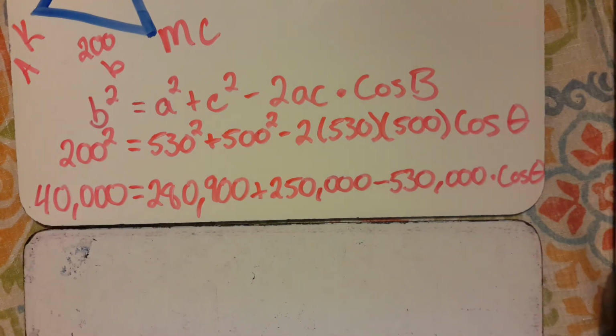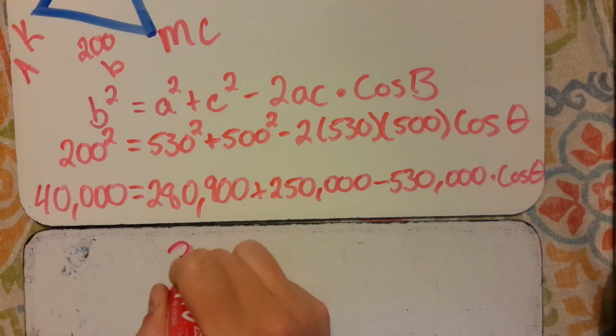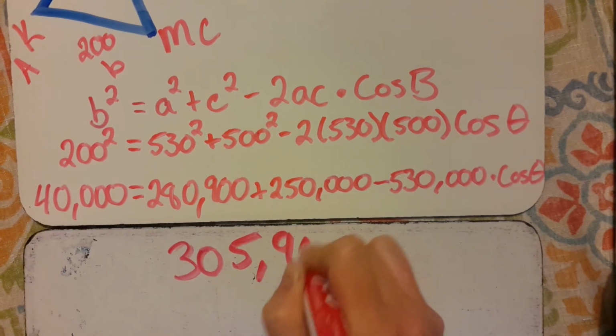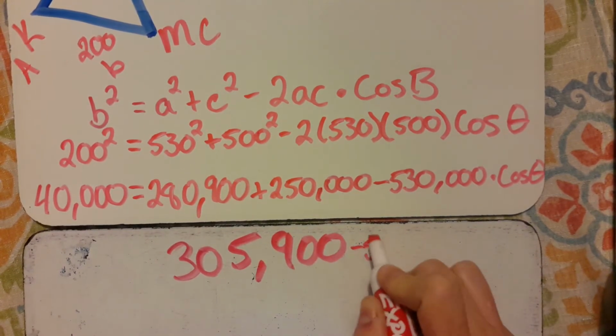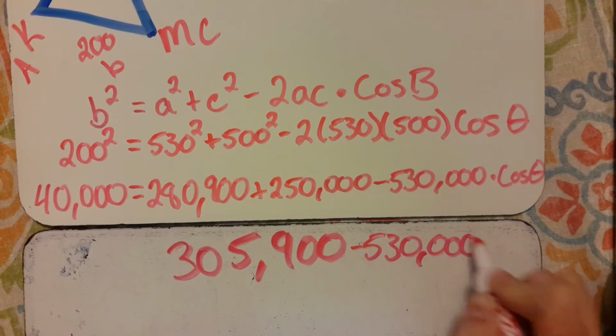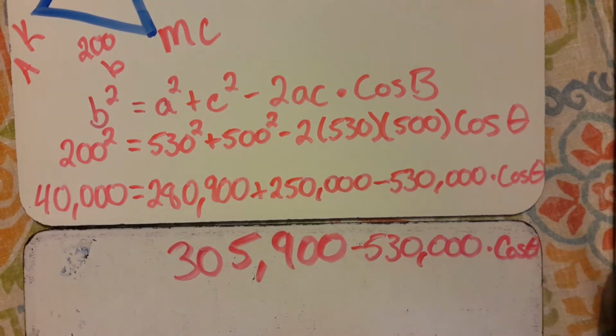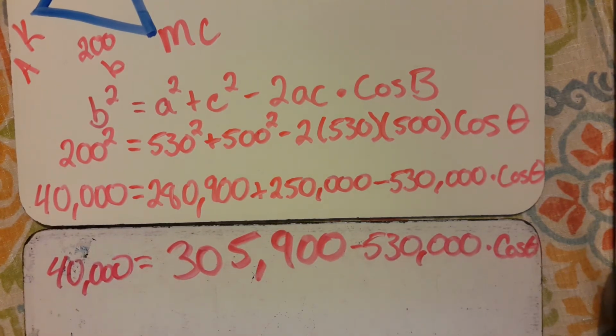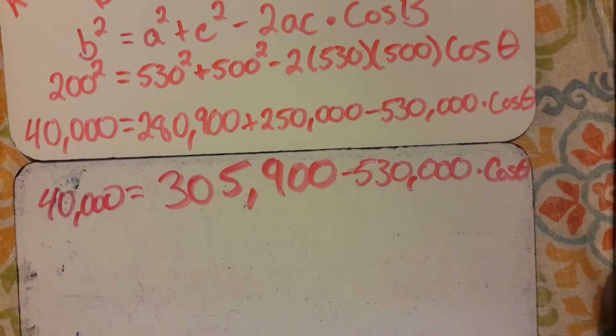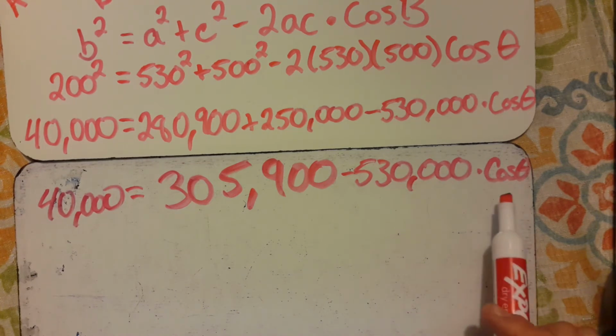So 280,900 plus 250,000 is 305,900 minus 53. Whew, squeeze all that in. And I have some really big ugly numbers that I'm working with right now, but the equation itself is not too terrible, especially at this point, where really I'm trying to get this cosine theta by itself. Pretend that that was an x for a minute.